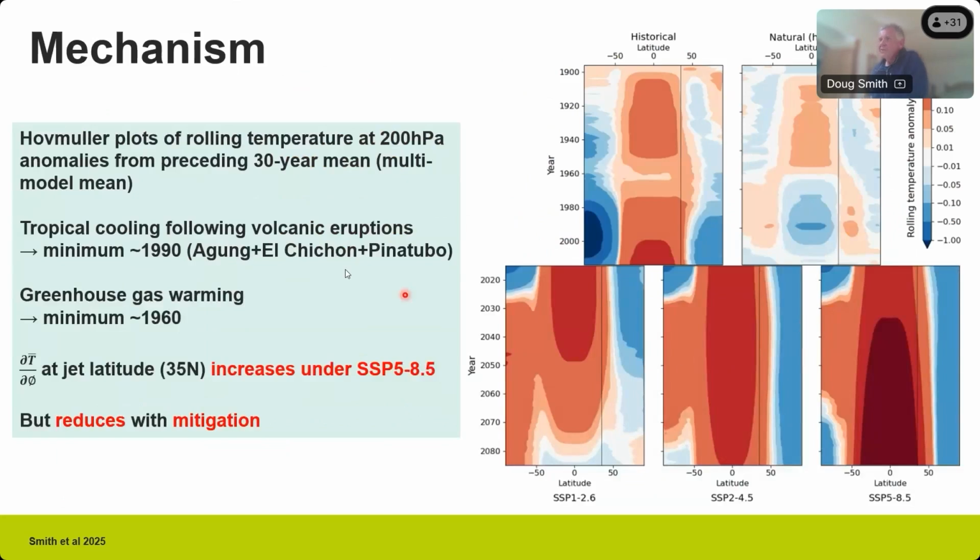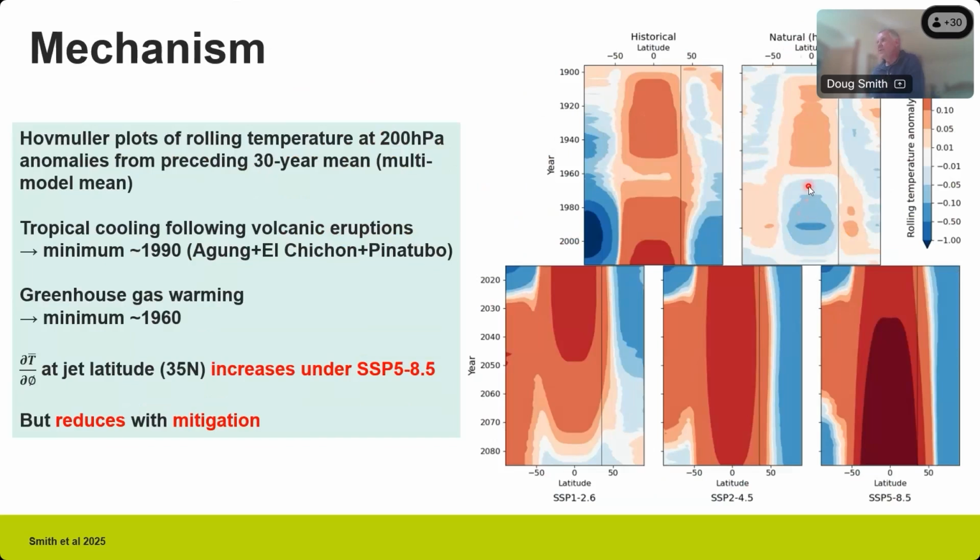So what's the mechanism for these changes? What I'm plotting here are Hovmöller plots of rolling mean temperature at the 200 hectopascal level relative to the previous 30-year climatology. If you look at the natural simulations, clearly there is an impact of volcanoes that cool this level of the atmosphere.